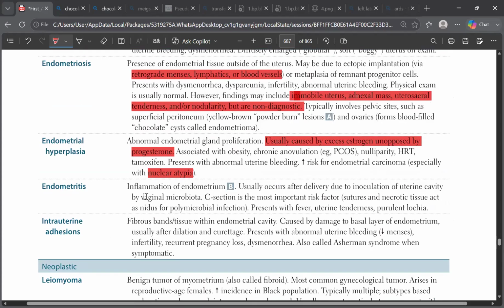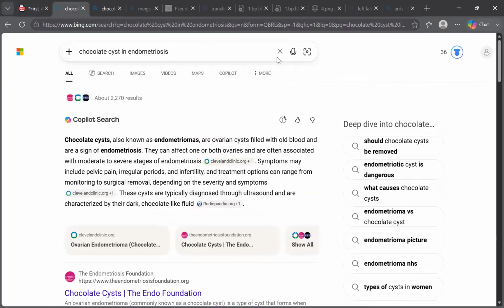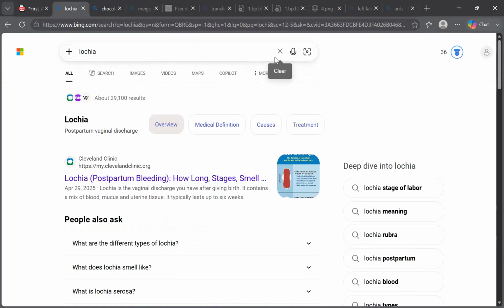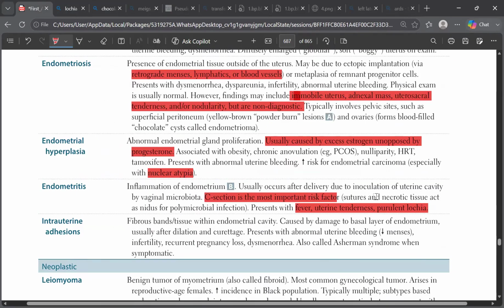Then there's endometritis, which is the inflammation of endometrium. It usually occurs after delivery due to inoculation of the uterine cavity by vaginal microbiota. So it is a condition in which the vaginal microbiota, or the bacteria, invade the uterine cavity and cause inflammation there. C-section is the most important risk factor. Sutures and necrotic tissue act as a nidus for polymicrobial infection, and it presents with fever, uterine tenderness, and purulent lochia. What is lochia? Okay, so it is postpartum vaginal discharge.